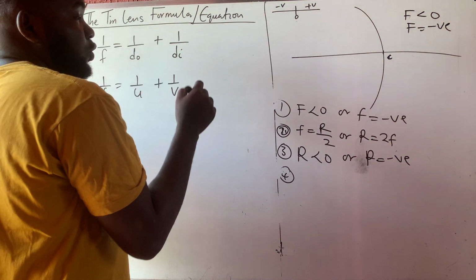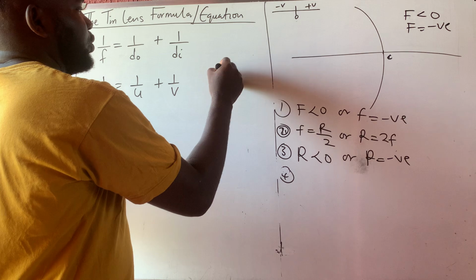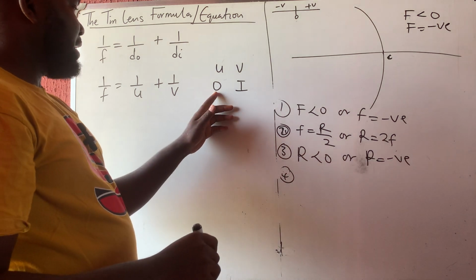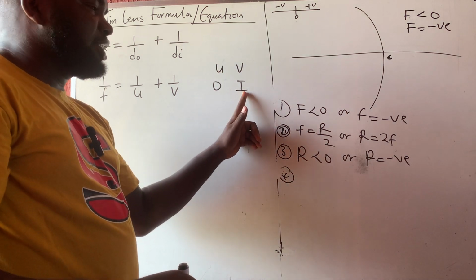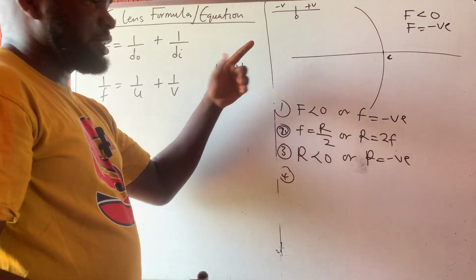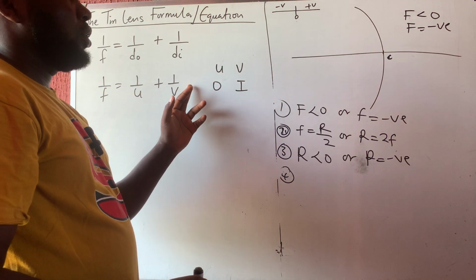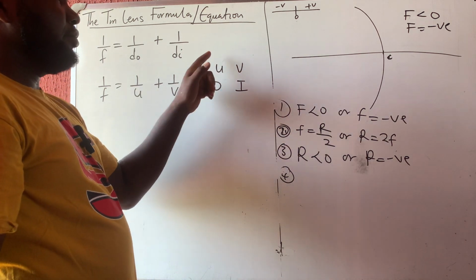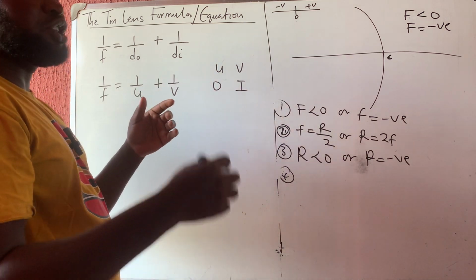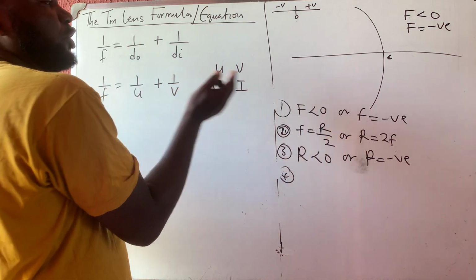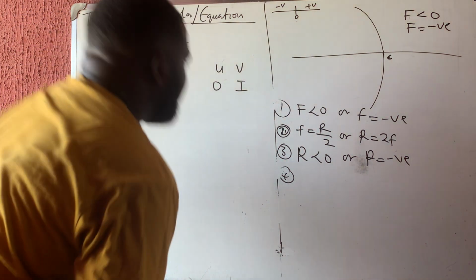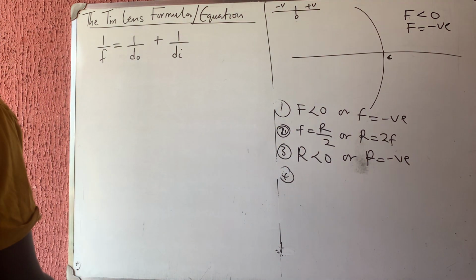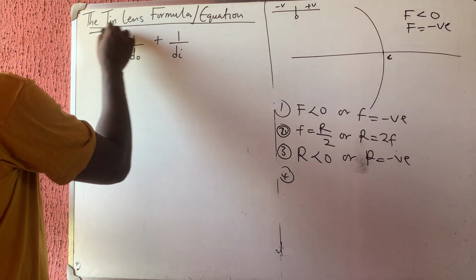How do you remember it? I used to remember it by saying UVIO in a clockwise direction. What does it mean? That object distance is the same thing as u, and image distance is the same thing as v. That is how I used to remember it. But in your calculation, no need using this thing. It will confuse you. Always use your d and this. It will help you, and they are the same thing. You can use anything to represent whatever you want. This is the first thing you need to know.